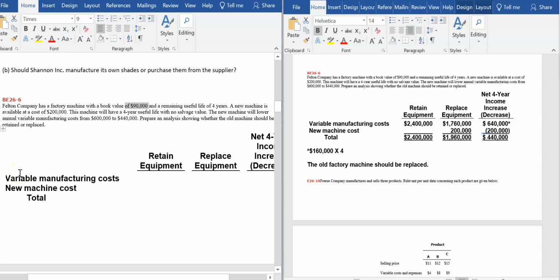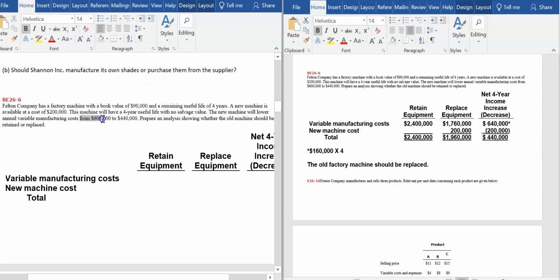That $90,000 is really a sunk cost and irrelevant to this decision, because whether they choose to keep or replace, that $90,000 is not going to change, right? It's sunk. A new machine is available at a cost of $200,000. This machine will have a 4-year useful life with no salvage value. The new machine will lower annual variable manufacturing costs from $600,000 to $440,000.